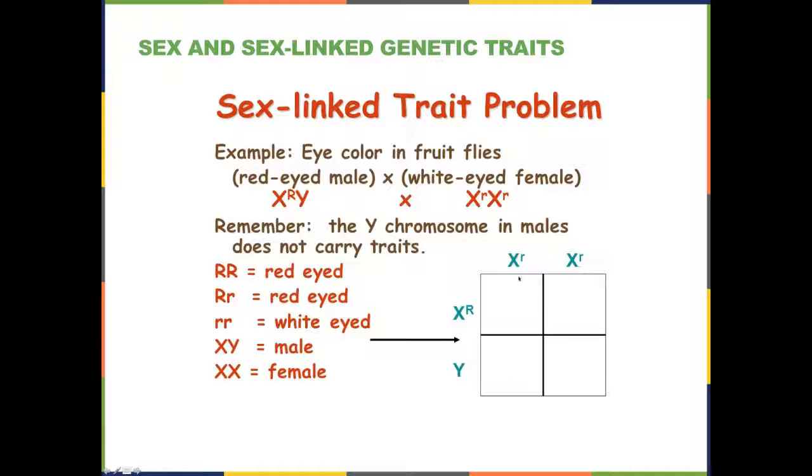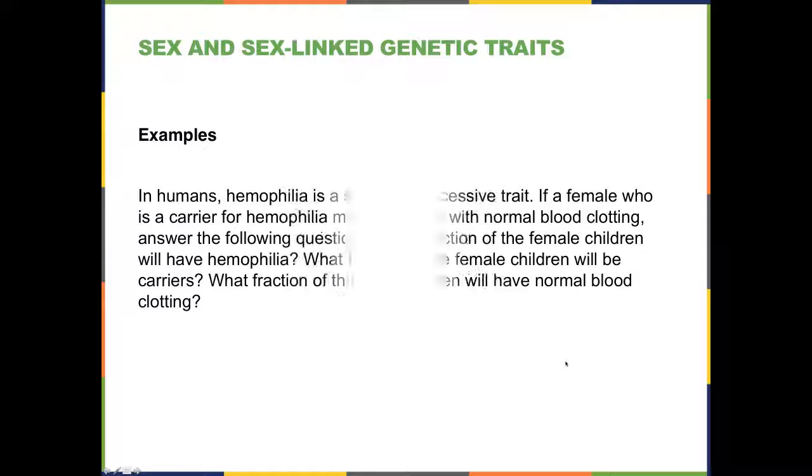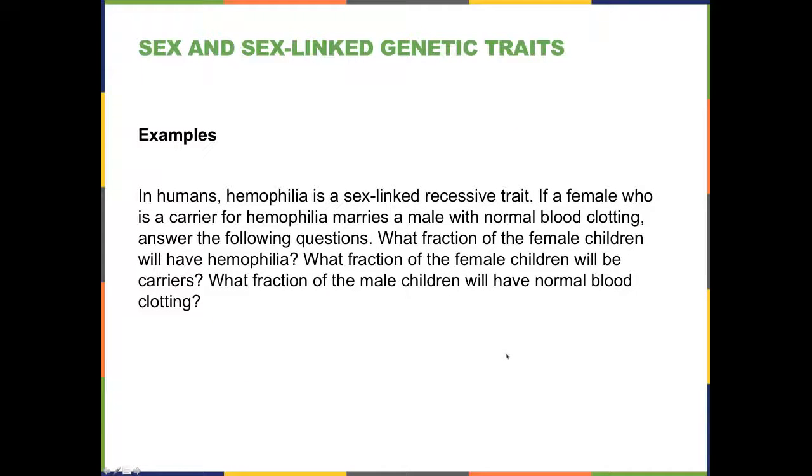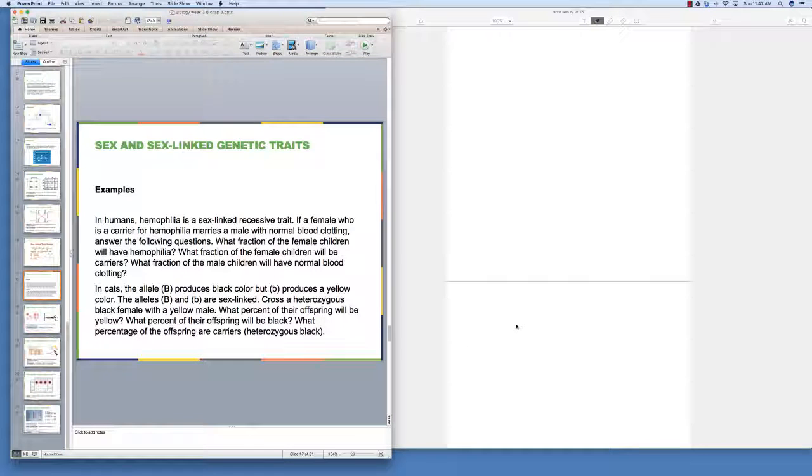And then this male would be X little r Y, so he would be wide-eyed. And this male would be X little r Y, and he would also have wide eyes. And so that's how it works with sex-linked chromosomes. So let's do a couple of examples just like we did before. And we'll do it on this piece of paper.